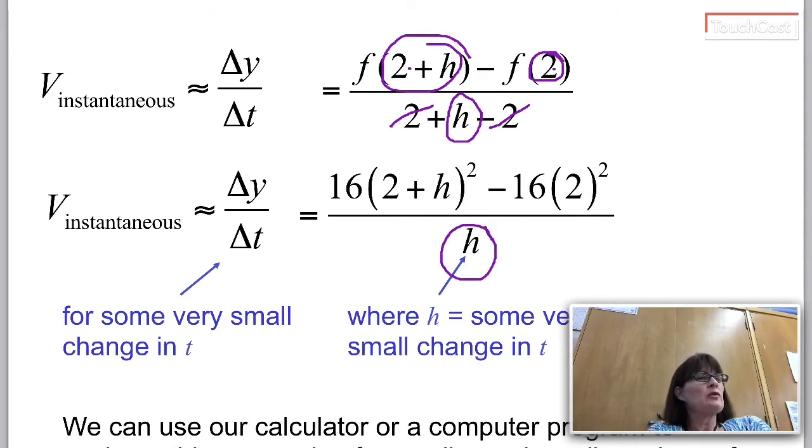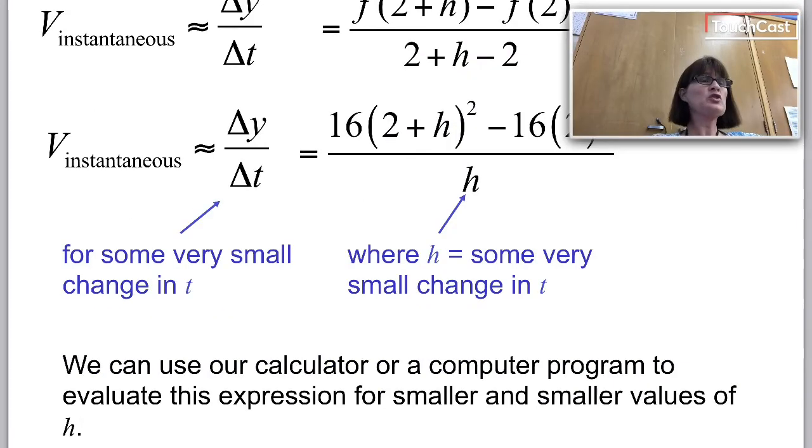So now in this problem, I happen to know a formula for distance traveled. So instead of using f, I'm going to actually replace it with the actual function. And that was 16 times the input squared. In this case, I have 2 inputs, the input 2 and the input 2 plus h. So we could compute this. Notice there's only one variable in this expression. That's the variable h. I could try using some different values of h to see what my instantaneous velocity turns out to be. It'll only be an estimate because I can't actually let h equal 0. I'll have a divide by 0 problem.